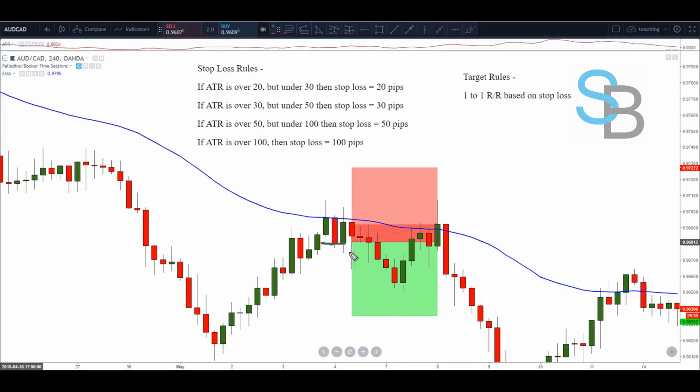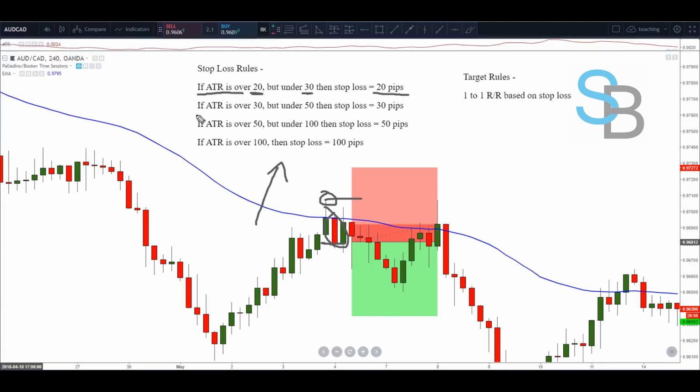Now how do we place our stop loss? Well, let's take a look at our rules right up here. For our stop loss rules, if the ATR of this candle, the entry candle, is over 20 but under 30, then our stop loss is going to be 20 pips above this swing high. So what does that mean? That means that if the ATR is between 20 and 30, if it's 20, 21, 22, so on, all the way up to 29, if we have a 29 pip ATR, we're using a 20 pip stop loss. So anything between 20 and 30 is going to be a 20 pip above the swing high stop loss.